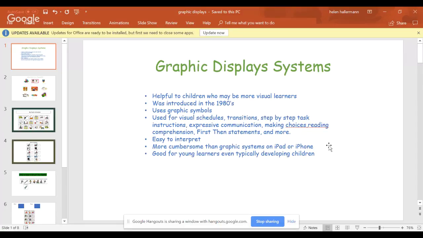It's used for many reasons. Visual schedules, helping with transitions. I use a lot of first-then statements and use visual displays for that. Step-by-step task instructions, expressive communication, making choices. And also there's been a lot of use with graphic displays in helping children with reading comprehension so they can progress in school. They're easy to interpret. They can be cumbersome, that's a con, but they're really good for all learners, even typically developing children.